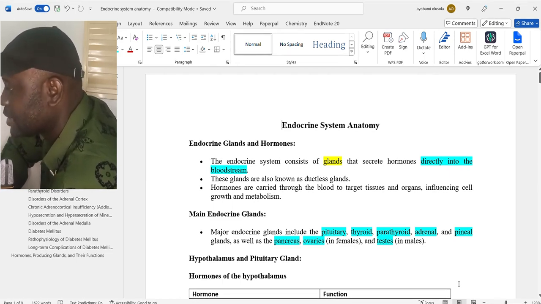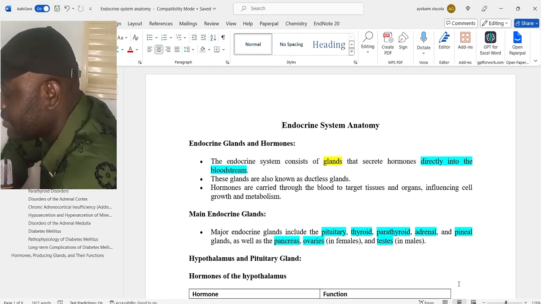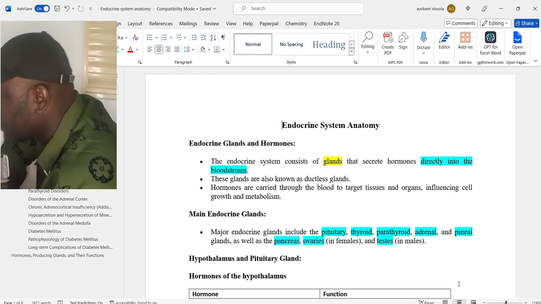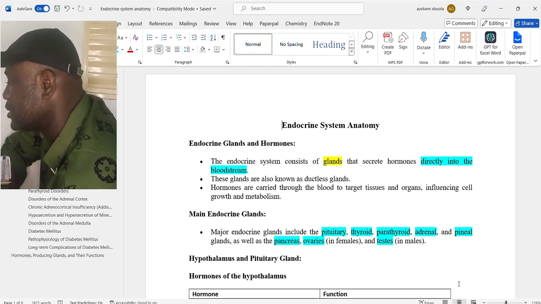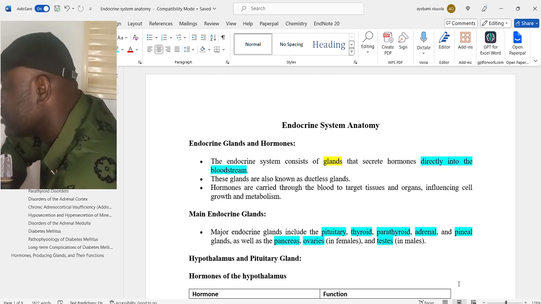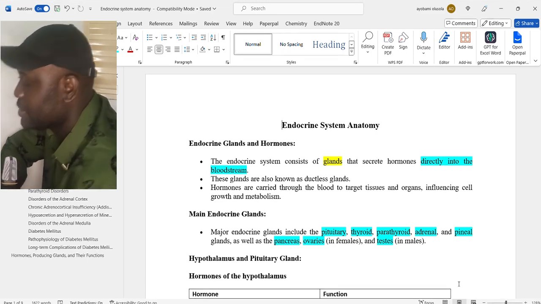Unlike the exocrine gland that secrete into ducts. An example of exocrine gland are the salivary glands, and these have ducts. They secrete into ducts and not into the bloodstream. Hormones are carried through the blood to their target tissues and organs, and these hormones generally influence cell growth and metabolism. The major endocrine glands that we have in the human body include the pituitary gland, thyroid, parathyroid, adrenal, pineal, pancreas, ovaries in females, testes in males.